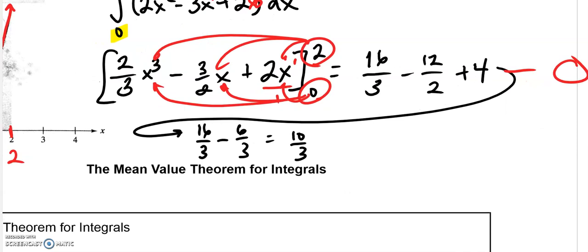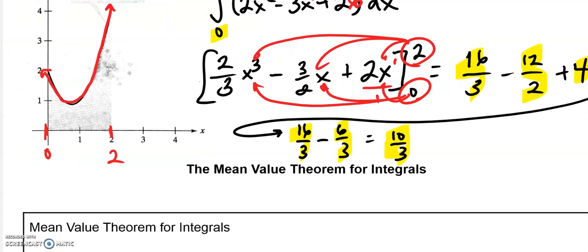So you get 16/3 minus 12/2 plus 4, 16/3 minus 6/3, and you would then get 10/3. Okay, so all of that, the area under the curve right here, is 10/3 units, whatever it is. That's usually a distance traveled, so it could be meters, feet, whatever that would be.